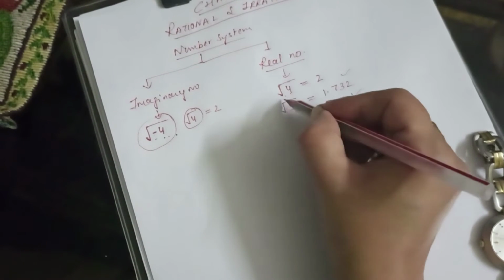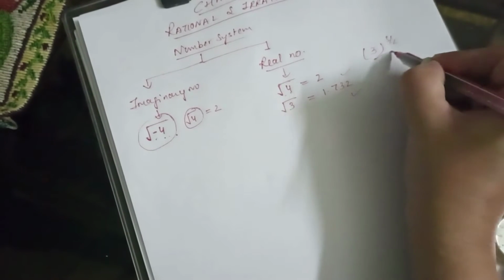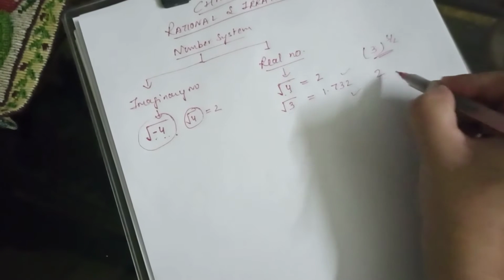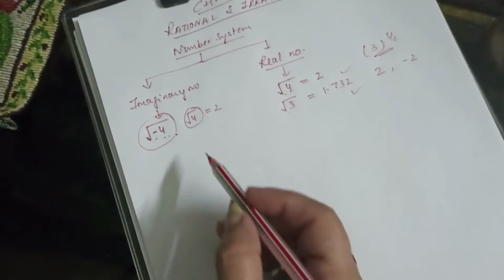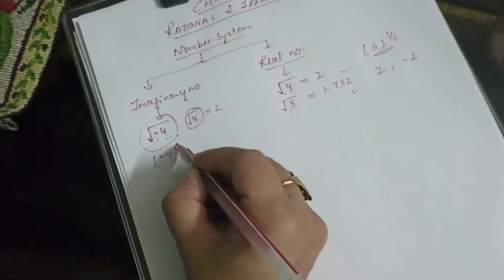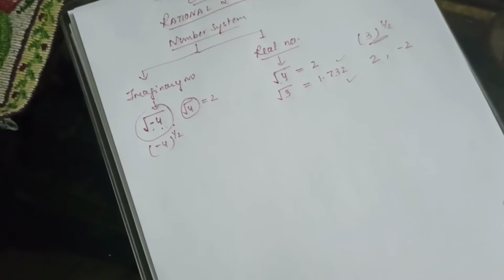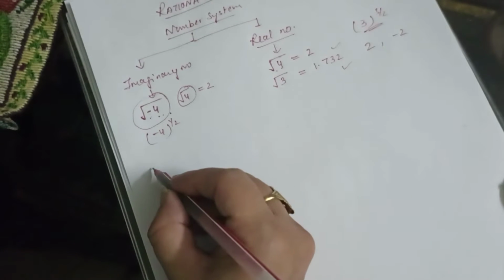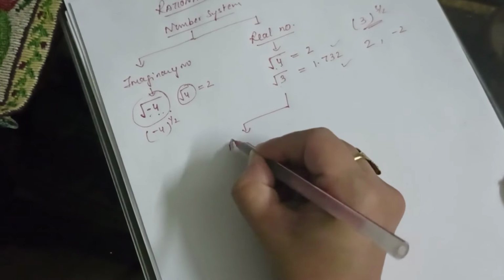If there is something in power, means if there is 3 power 3 by 2, then also it is a real number. If it is 2, then it is also a rational number. -2 is also a rational number. But if something is in power and there is a power half or something like 3 by 2, then these numbers are known as imaginary numbers.